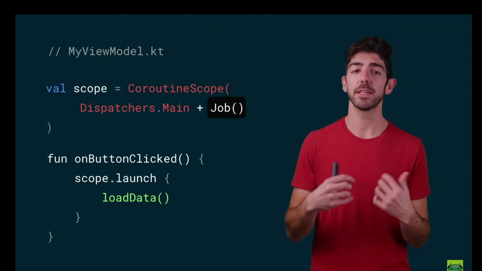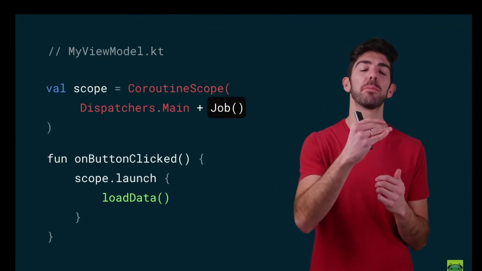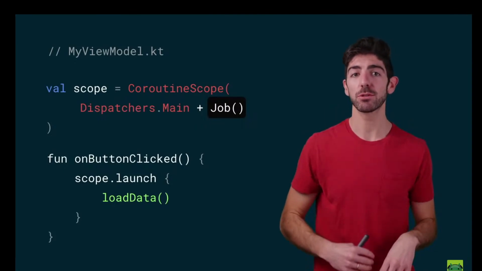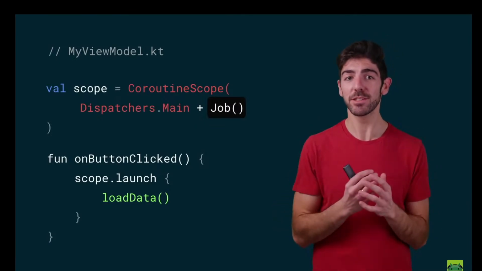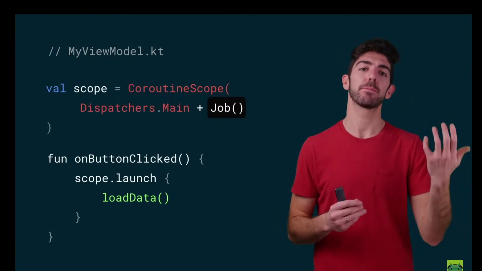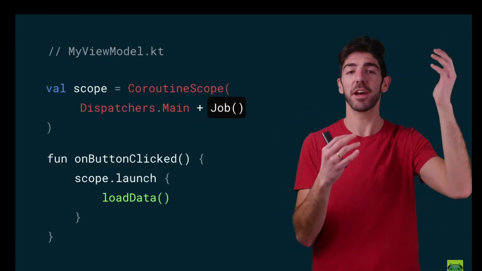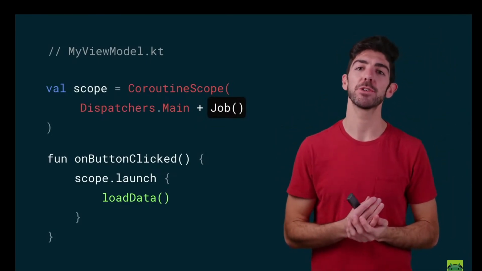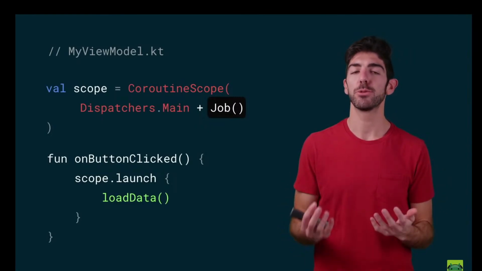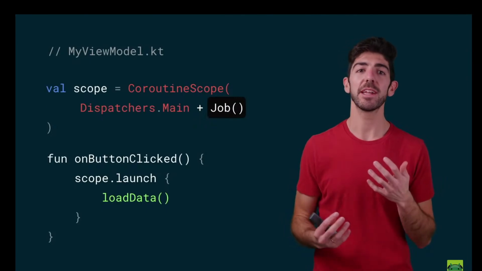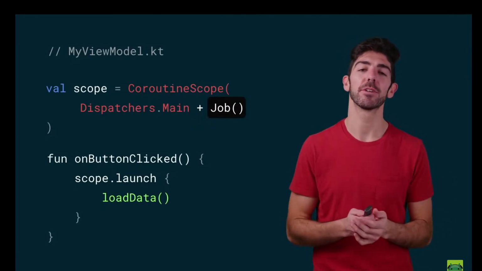That means that in this case, whenever loadData fails, it will notify the scope that it failed. The scope will cancel the other children that it may have created before. It will cancel itself and will propagate the exception up. In this case, because we are in a view model and there is nothing else in the hierarchy, it will make your application crash. But this might not be desired in every situation. For example, here we are in a UI-related scope, and therefore we might not want that behavior.